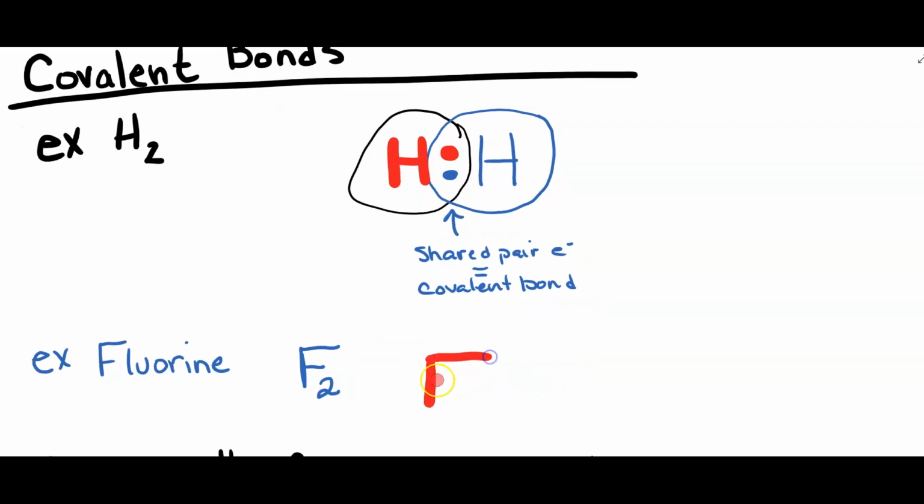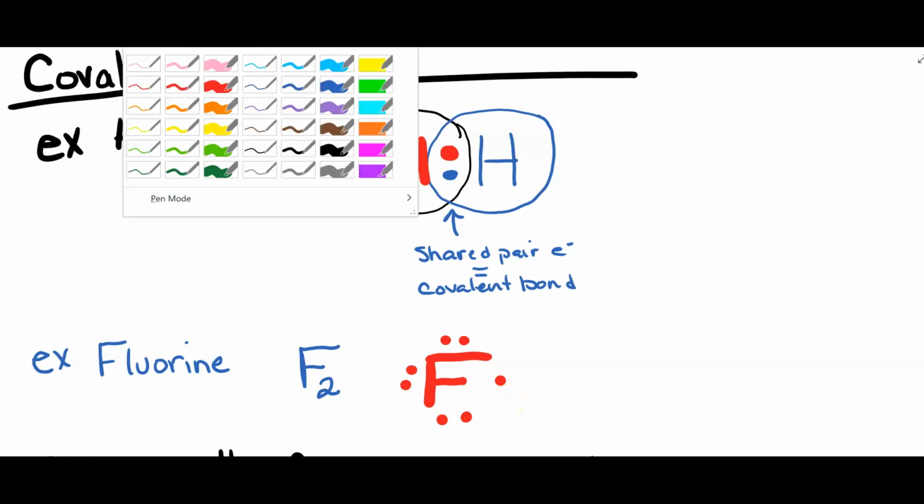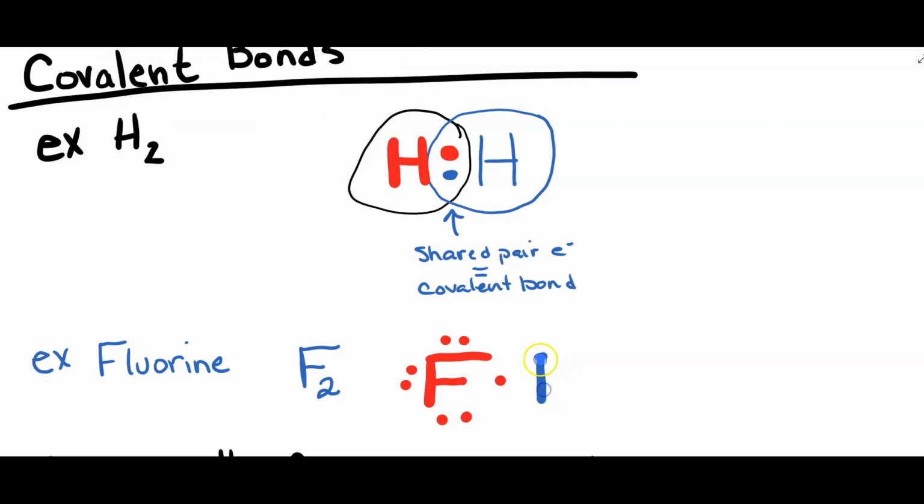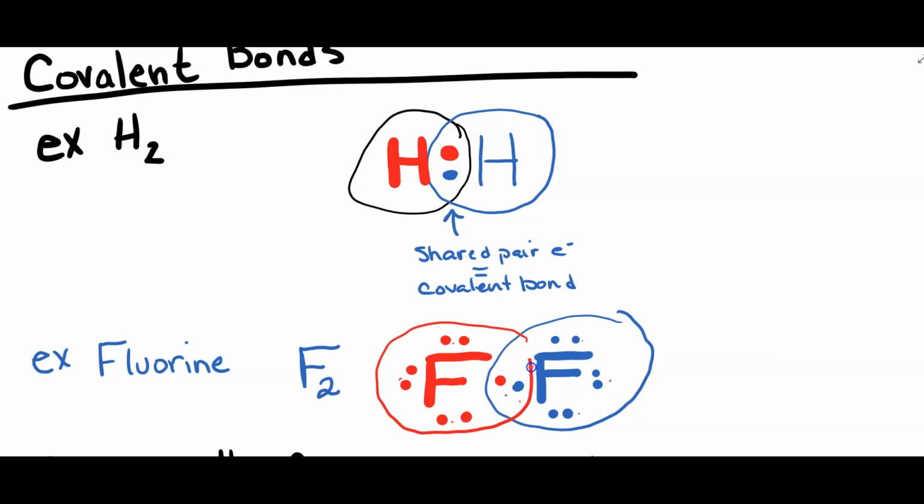Fluorine's a little more complicated diatomic because it has 1, 2, 3, 4, 5, 6, 7 valence electrons. So if I also draw a blue fluorine, it also has 7 valence electrons. And what do I have here? I have 2 electrons in the middle, and that gives 2, 4, 6, 8 to the blue fluorine, and 2, 4, 6, 8 to the red fluorine. So both of these have completed their octets by having a shared pair of electrons that represent a covalent bond.